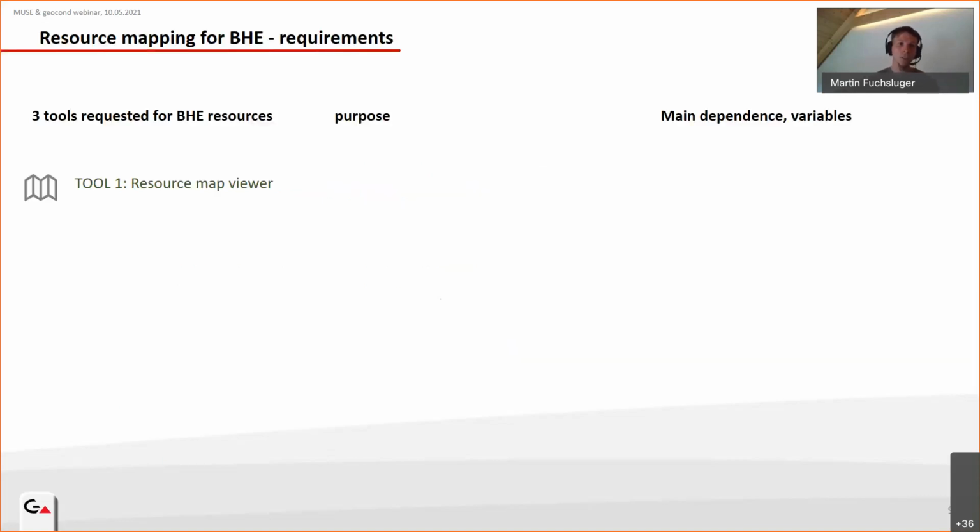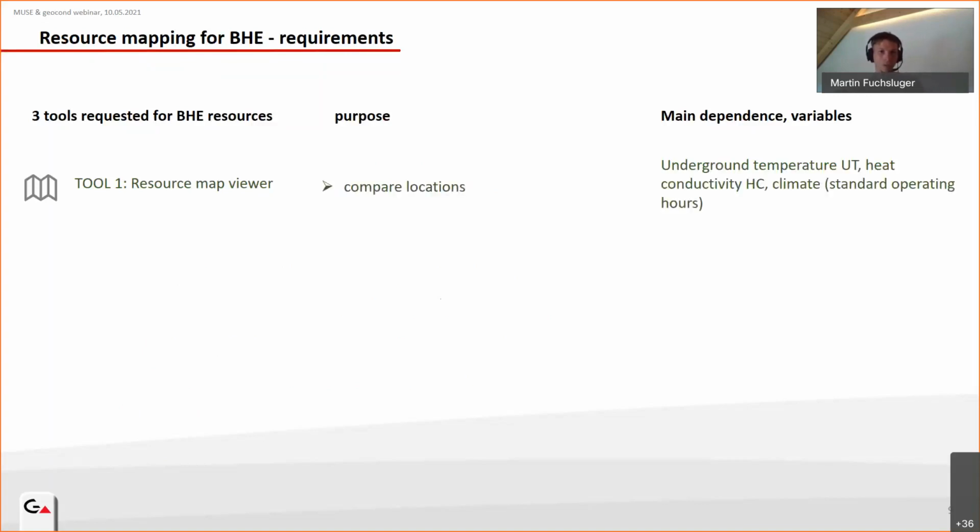Yes, so for the project, three tools were requested. Tool 1, as we already heard, is the resource map viewer. The purpose of this viewer is not the dimensioning of the borehole heat exchanger, it's to compare locations. So we can set fixed systems, and the main dependencies of the outputs are the underground temperature, heat conductivity, and the climate. We use the standard operating hours for that. That means how much you have to heat or cool at this location.